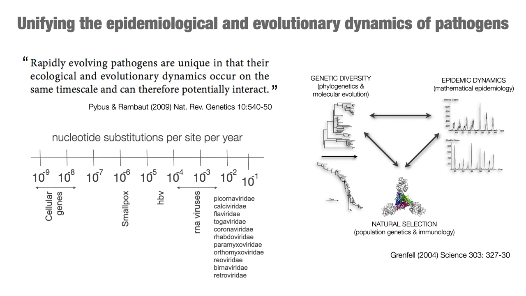Phylodynamics was originally coined in a paper by Brian Grenfell and colleagues, published in 2004, to describe the interaction between genetic diversity, epidemic dynamics, and natural selection, mostly in the context of immunology.